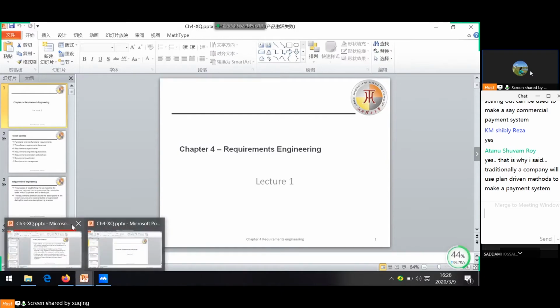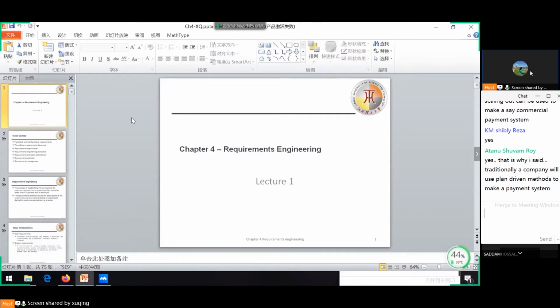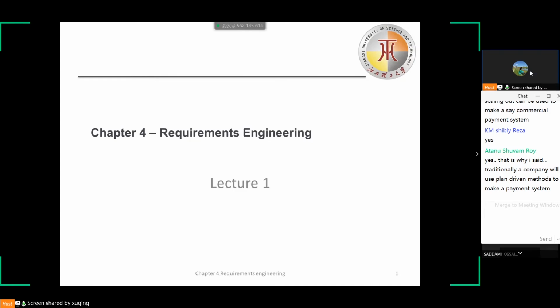Now we'll continue with the fourth chapter. The fourth chapter is about requirements engineering.